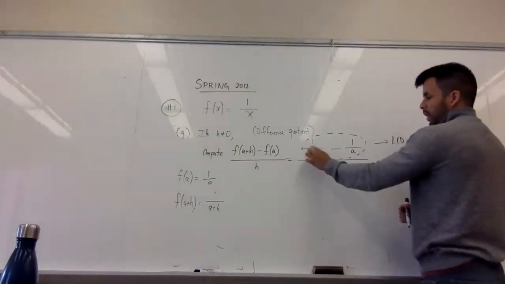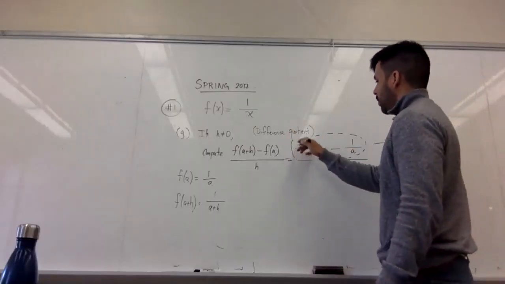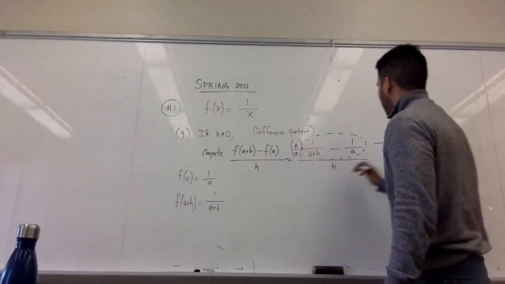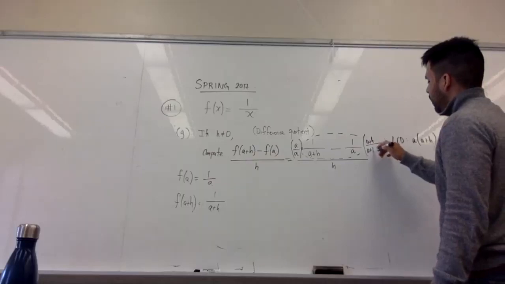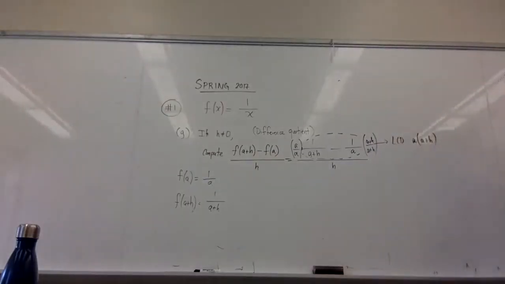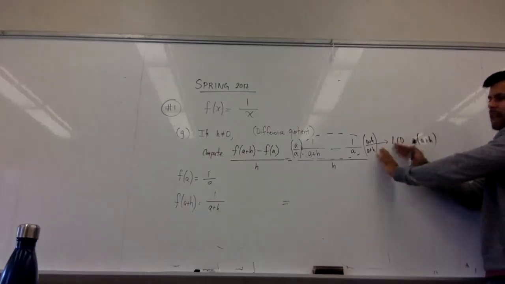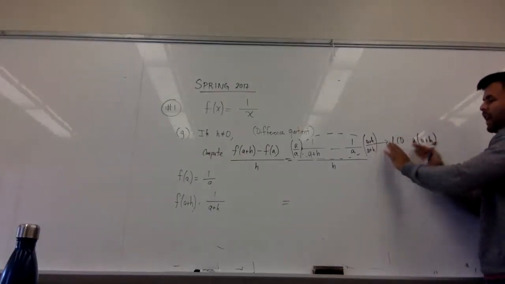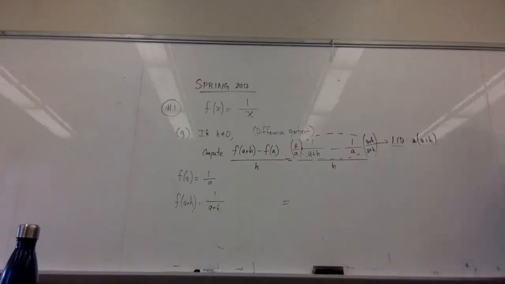What's missing from this guy here? The a. So I'll multiply this by a and this by a. That's what I'm going to do. I'm going to multiply a over a, and I'll multiply this by a plus h over a plus h. And this is just an algebraic concept that you need to have clear in your head. How to add fractions with unlike denominators. You need the LCD, or the least common denominator.